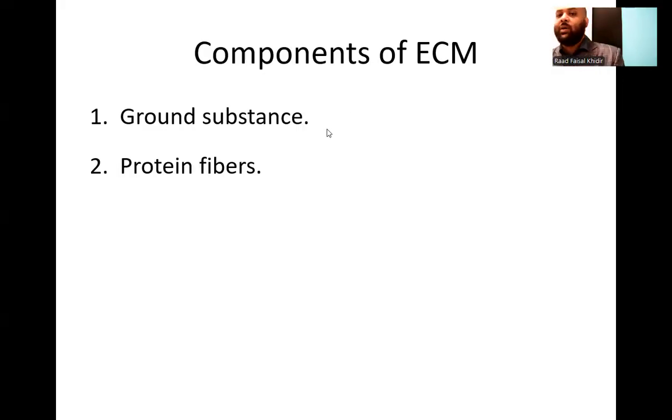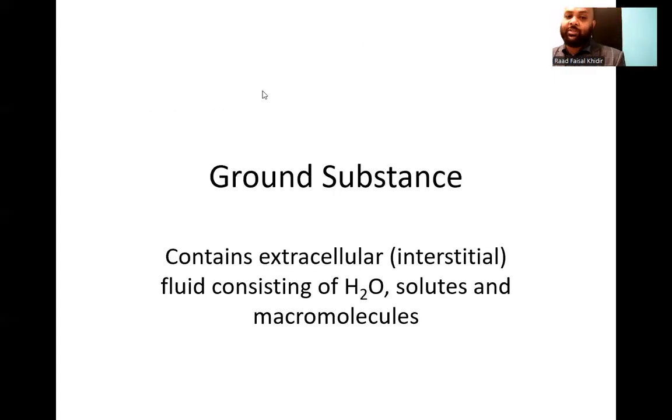What are the components of the extracellular matrix? The extracellular matrix has two components, the ground substance and the protein fibers. Now let's talk about the ground substance. The ground substance contains extracellular interstitial fluid consisting of water, solutes, and macromolecules. So outside of the cell, you have your extracellular matrix. This extracellular matrix is very important, but in order to understand its significance, we have to divide it structurally into two components, and that is the ground substance and then the protein component.